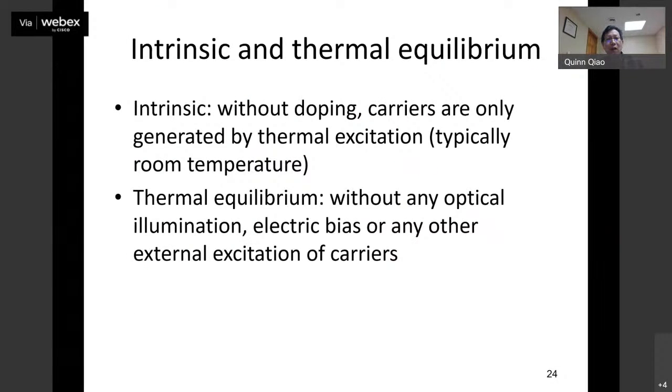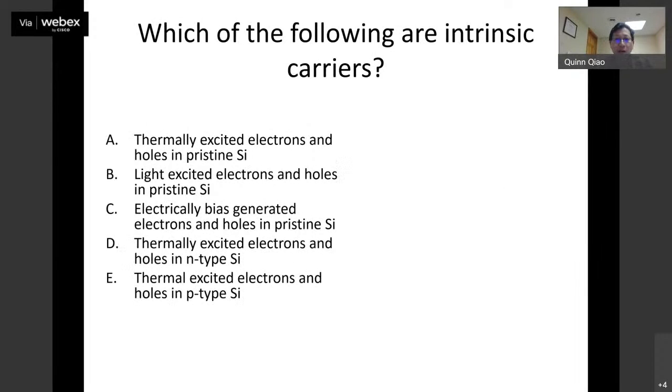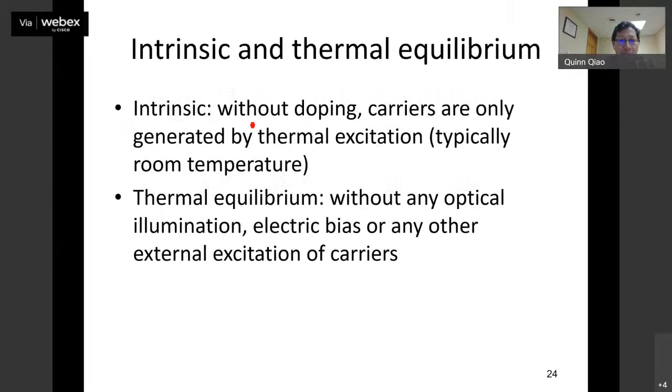And then let's talk about the intrinsic thermal equilibrium. Intrinsic basically means i, right? When you have silicon wafers without any dopant, no n and p there, no boron, no phosphorus, okay? Thermal equilibrium basically means without any optical illumination, electric bias, or any other bias, right?